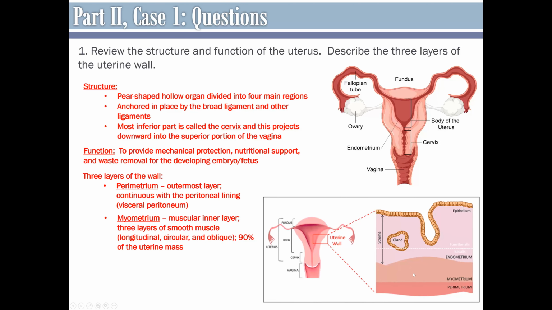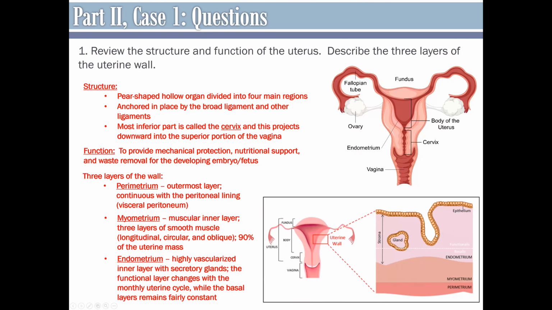Then you have the myometrium, which is a muscular inner layer. It has 3 layers of smooth muscle tissue, longitudinal, circular, and oblique orientations. And the myometrium makes up 90% of the uterine mass. And then you have the endometrium, which is a highly vascularized inner layer that has secretory glands. And it is divided into a functional layer and a basal layer. And the functional layer changes with the monthly uterine cycle, while the basal layer remains fairly constant.